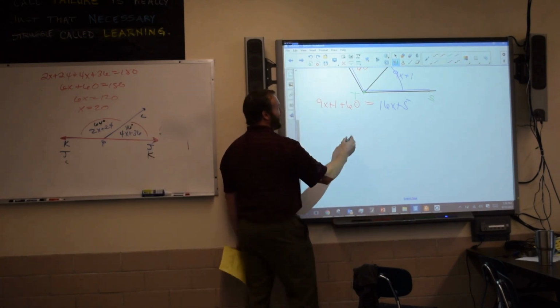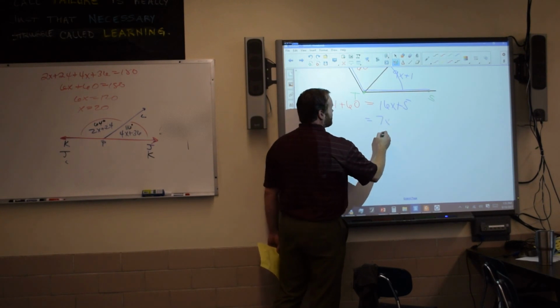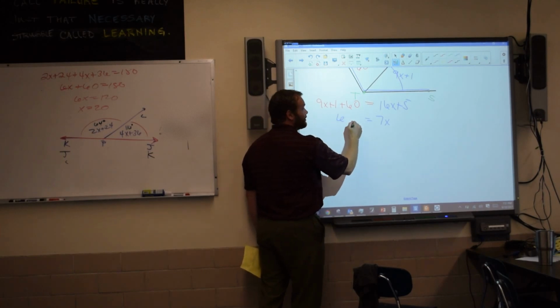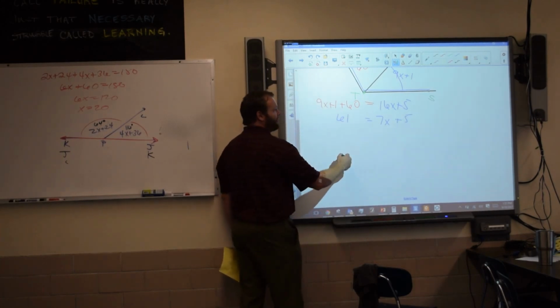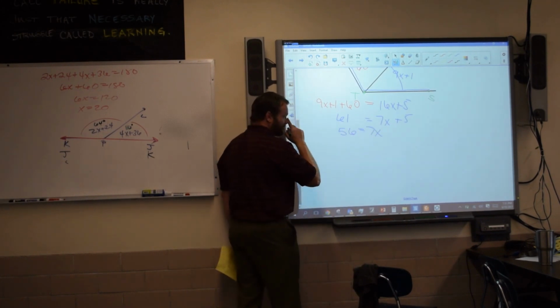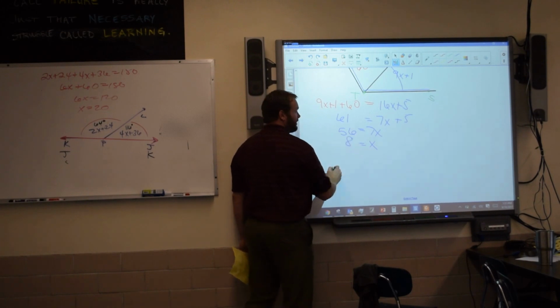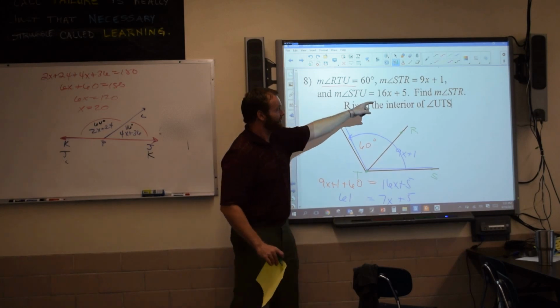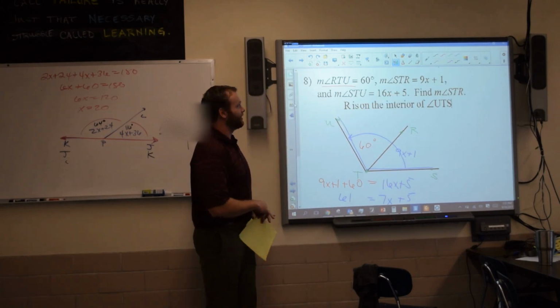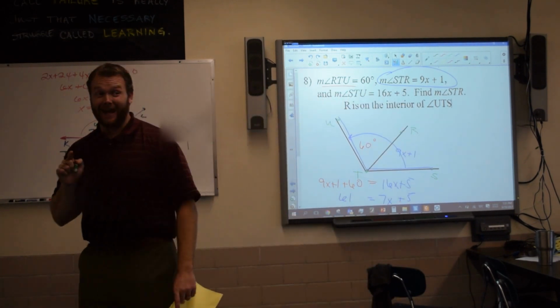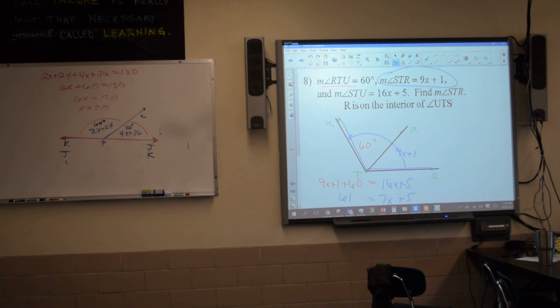So now we should be able to solve for that. Okay? So move my 9x over, gives me 7x. This is going to be 61, correct? Move my 5 over gives me 56. So x is 8, correct? I had that. Okay, you had 8. What are we answering? Find the measure of angle STR. So this is what we're looking for. We're going to plug 8 into that. So 9 times 8 is 72, plus 1 is 73. So we're looking for the 73 to type into MyMathLab.